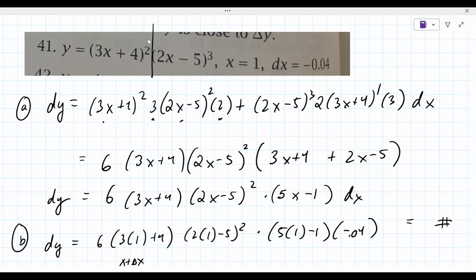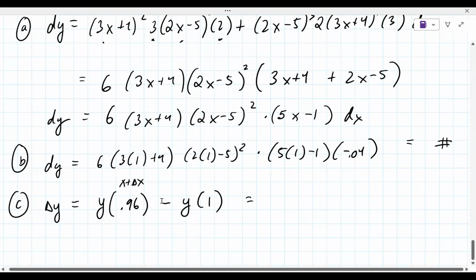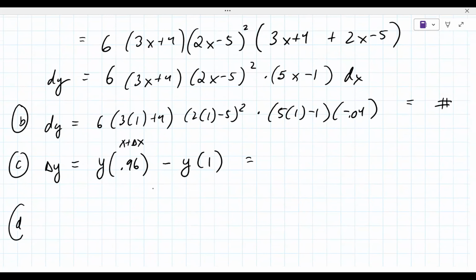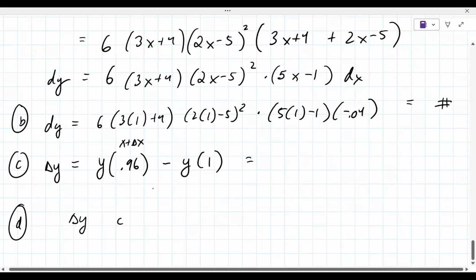Plus 4 squared. So for y of 0.96, about negative 1,000? I wasn't going to calculate them, but we can. Negative 1,383.